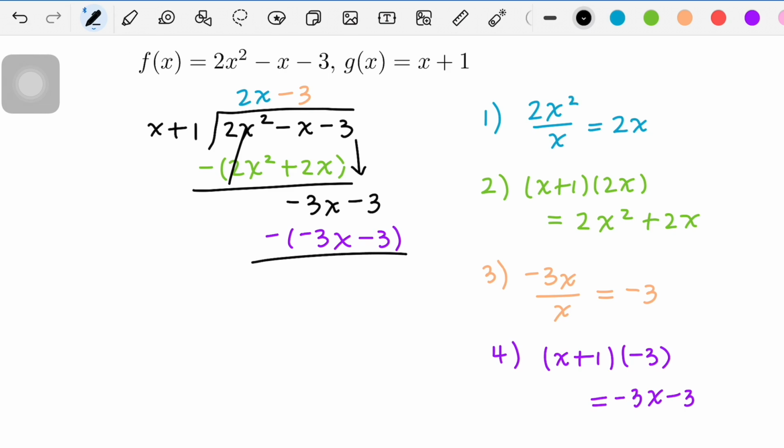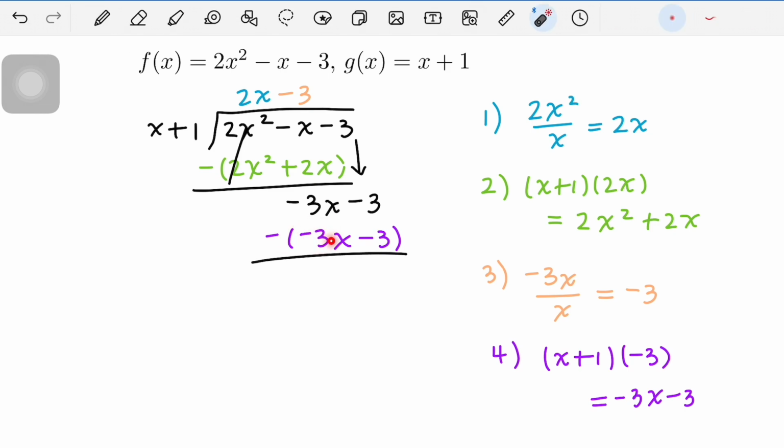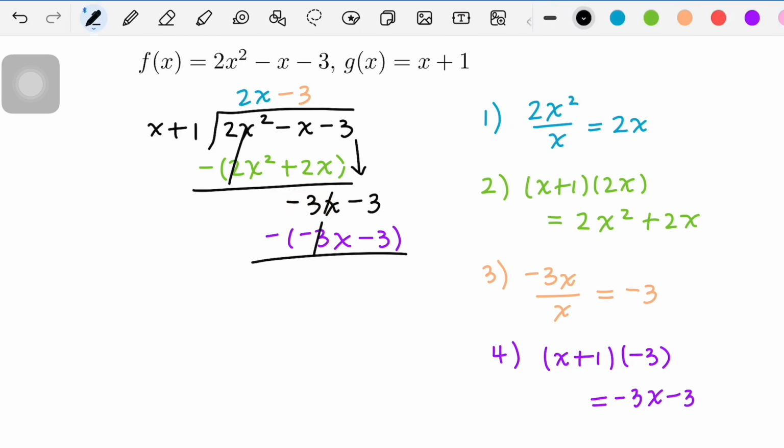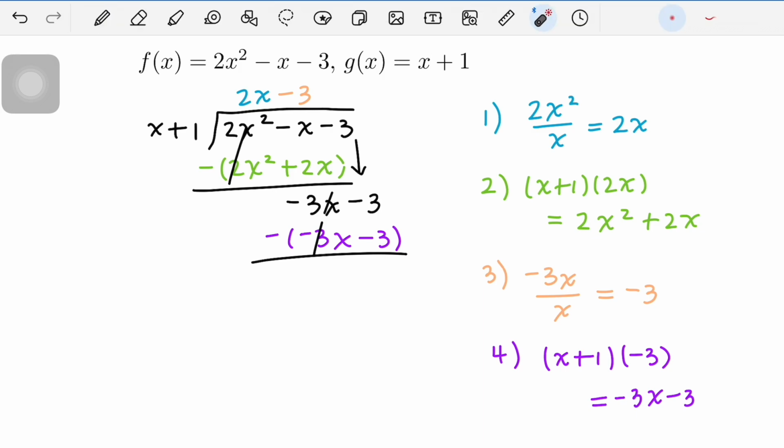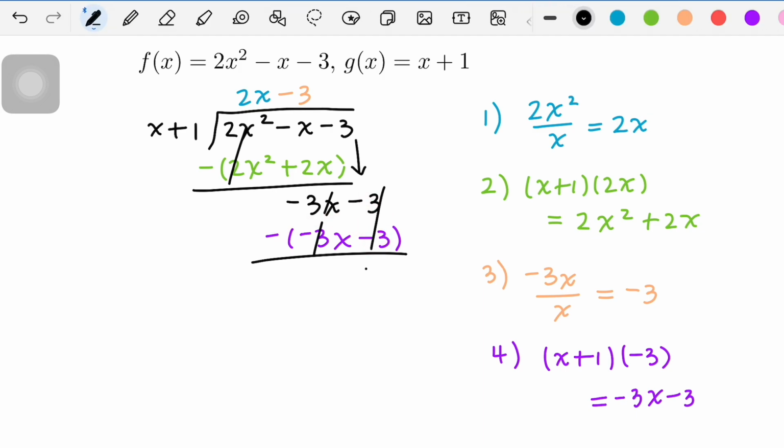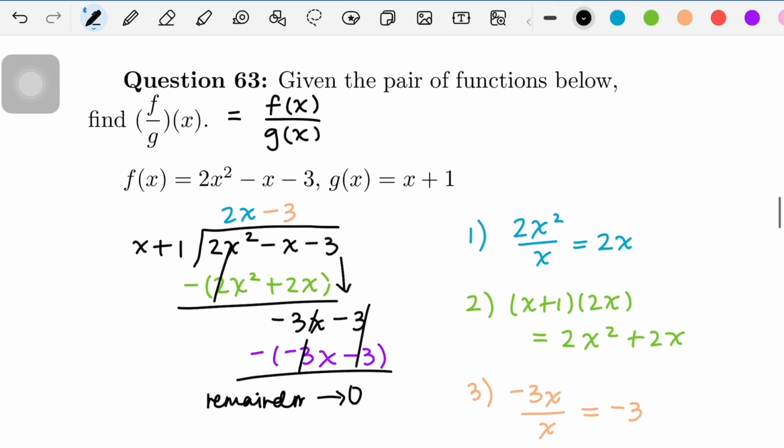Doing so, this minus sign here is going to be distributed to both terms inside of our parentheses. So we're going to get minus 3x plus 3x. So these guys will cancel. And similarly, we have a minus 3 plus 3. So these guys will also cancel, and we're going to get a remainder of 0. So that means in this case, by dividing these two guys, our final answer is going to be 2x minus 3.